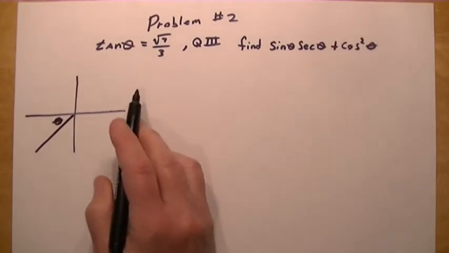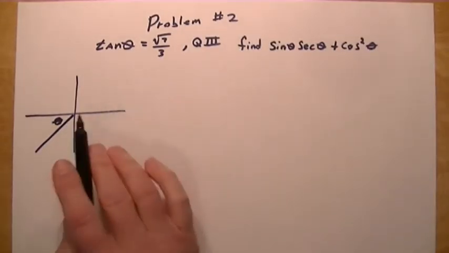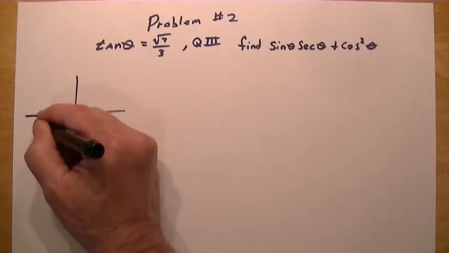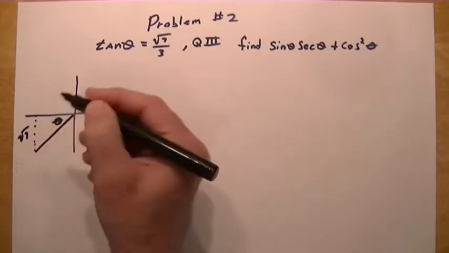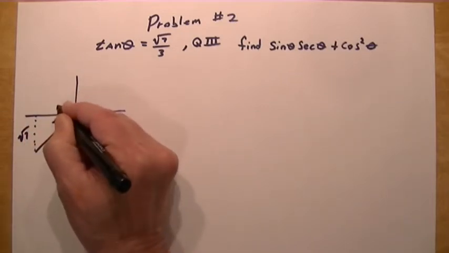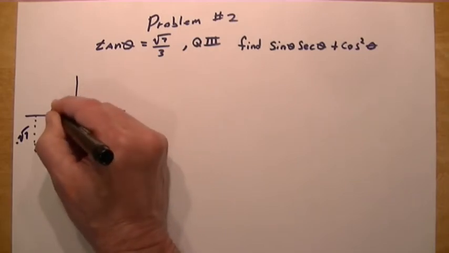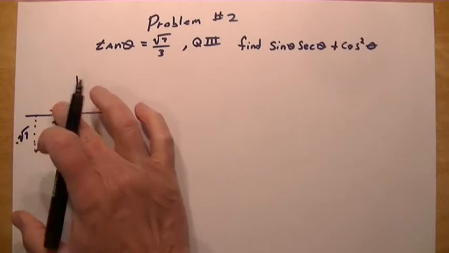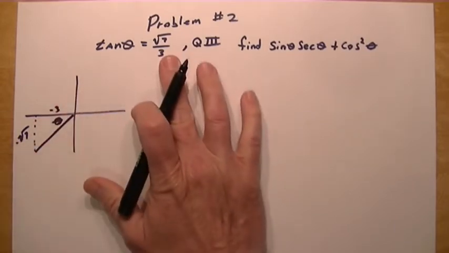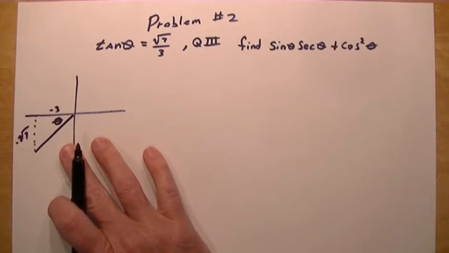We're going to look at if this angle's tangent is the square root of 7 over 3. That means that this line has to be the square root of 7, which is negative, and this line has to be negative 3, so that negative square root of 7 divided by negative 3 is positive square root of 7 over 3. And that makes this work in quadrant 3. Okay, so easy peasy there.